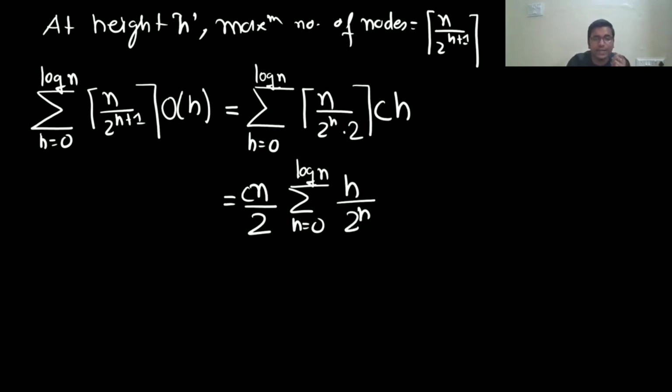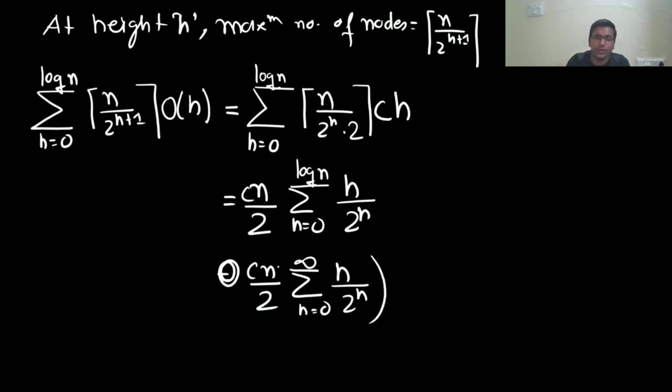Now since the sigma is going to do the sum from h equal to 0 to log n, I can write it as big O of n by 2. Now I will add the sigma, h equal to 0 to infinity. I am going till infinity because I have a formula for h by 2 to the power h. If your sum is h equal to 0 to infinity of h by 2 to the power h, then you have a formula. That's why in place of log n, I am writing just infinity, so that I will get the value of that.